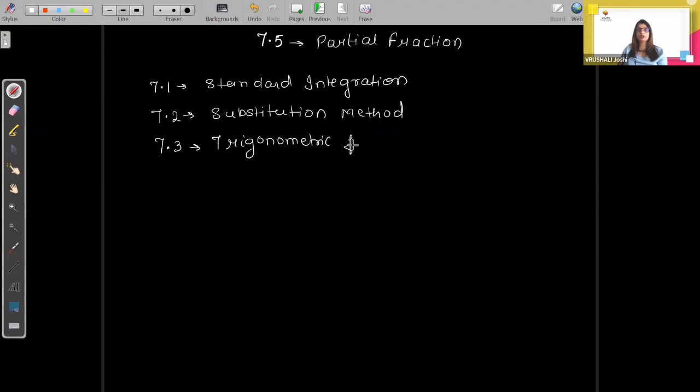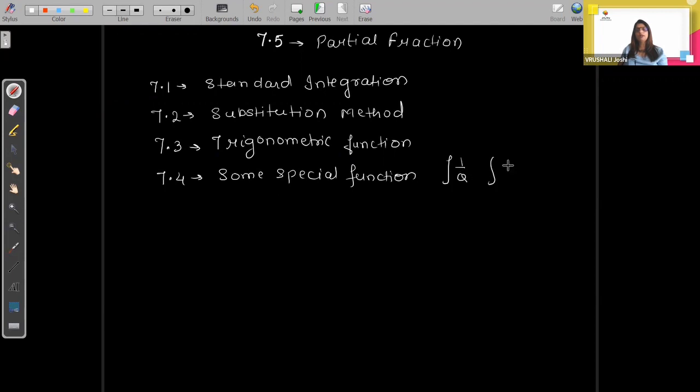So trigonometric functions, integration of trigonometric functions, for which we have to know all the formulas, wo sare likhwaye the. I hope all of you have done that. And in 7.4, we have learned some special functions, correct? Kaun se the wo special functions, if you remember? Abhi humne we have finished that exercise. These special functions are integration of 1 by x squared plus a squared, 1 by root of that, and so on. Correct? Hope all of you remember all this and you have practiced them well as well, correct?